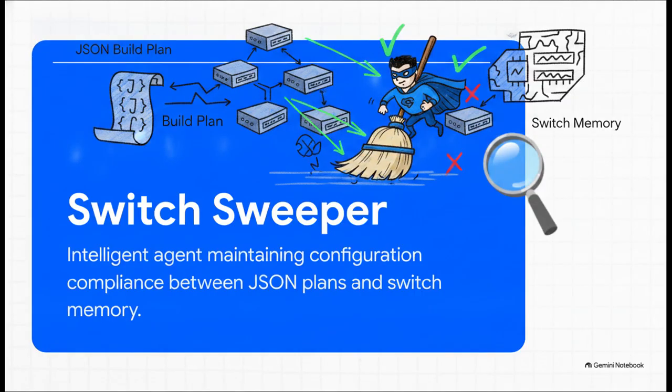Now here's one of the coolest concepts we're looking at today, the switch sweeper. Basically, think of it as your tireless, behind-the-scenes hero that's constantly fighting configuration drift. Because let's be real, when you push a build plan out to your network, you absolutely need it to stay that way, right? This intelligent little agent actively maintains compliance, making sure your original JSON build plans perfectly match the operational ones living right there in the switch's dynamic memory. It literally guarantees that your network reality always mirrors your network design.